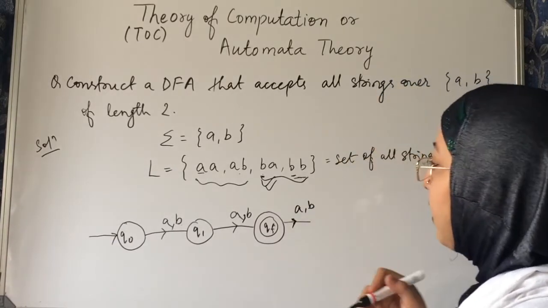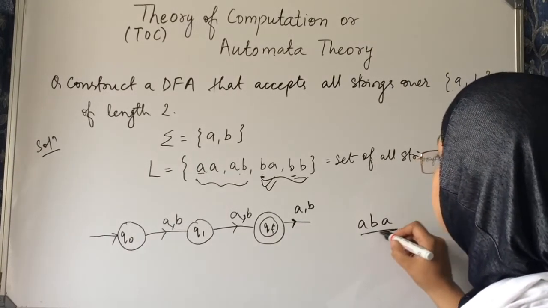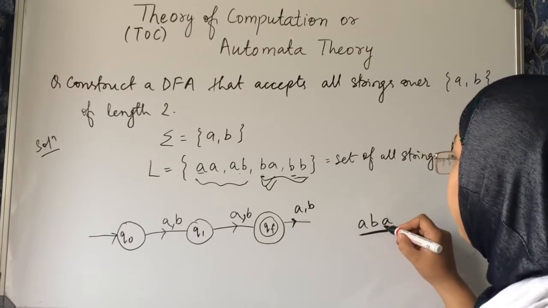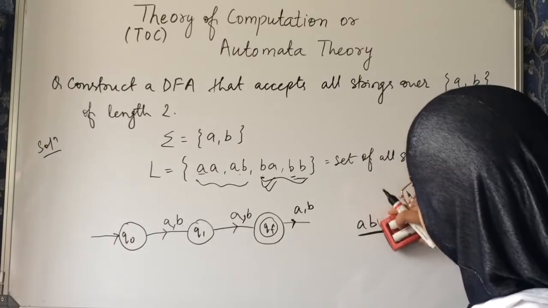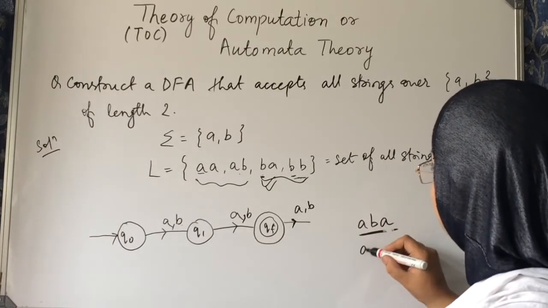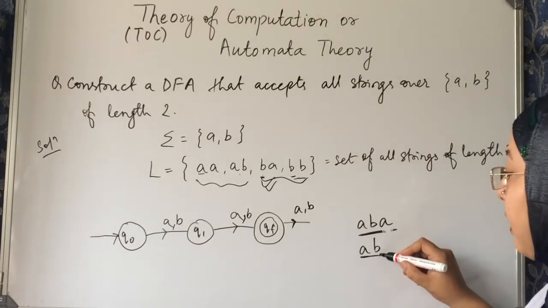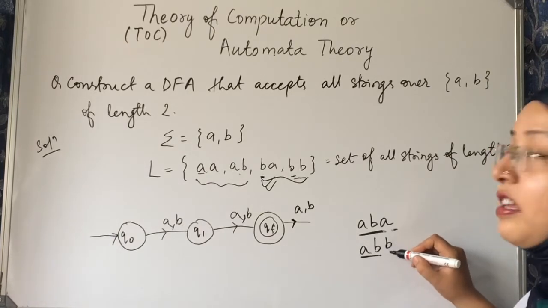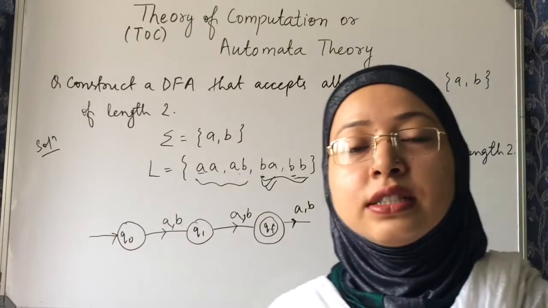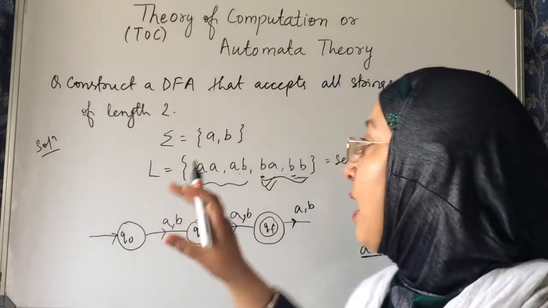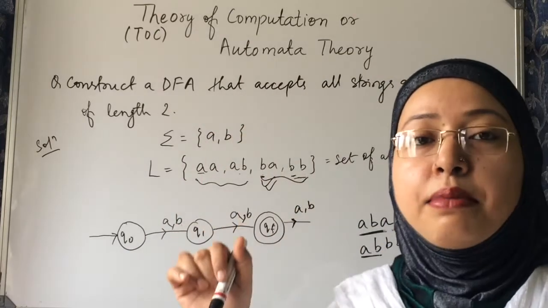Suppose it sees A, then B, and then comes across another A, or A, B, till then it is okay, perfectly fine. But if it sees another B or more B, what does it have to do? It has to reject these strings, because in your language it is given that it has to accept all strings over AB of length 2 only.